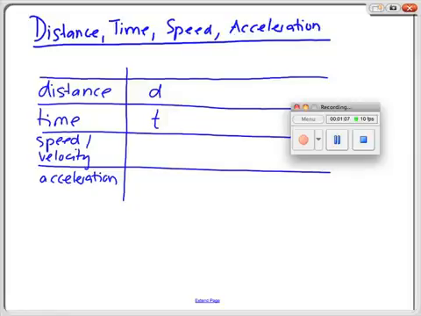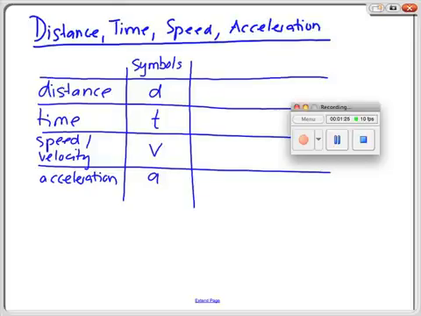Speed or velocity is abbreviated by a small v. Again, capital V would stand for the volume. And acceleration, a small a. So all of these letters are small letters. So these are my symbols.